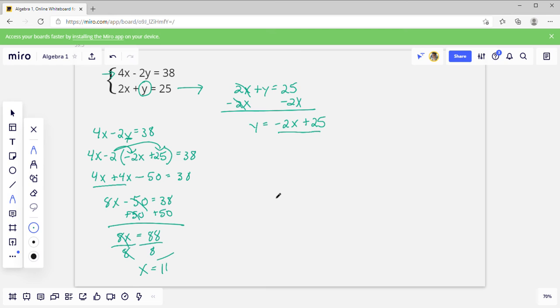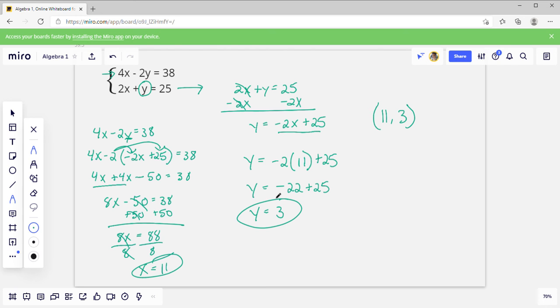All right, now I just got to plug this value into one of my equations. I'm just going to use this one that I already rearranged right here, so you can plug it into the one that you rearranged. Y equals negative 2 times x, which is 11, plus 25. Y equals negative 22 plus 25. So that's 25 minus 22. Y should equal 3. Alright, so that means our x value is going to come first, which is 11, and then our y value, which is 3. And there's your answer.